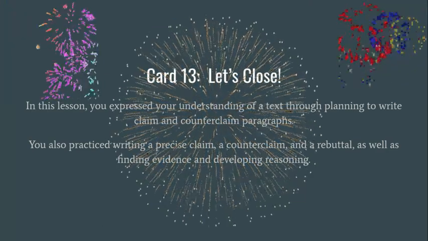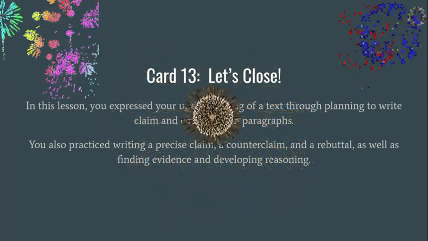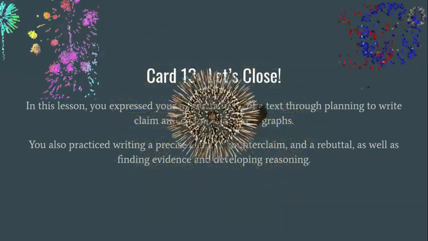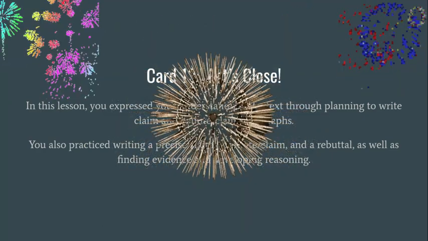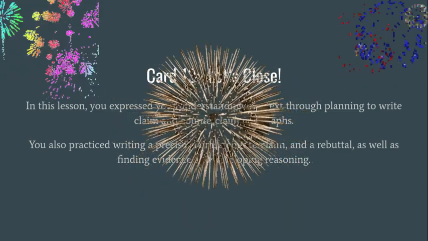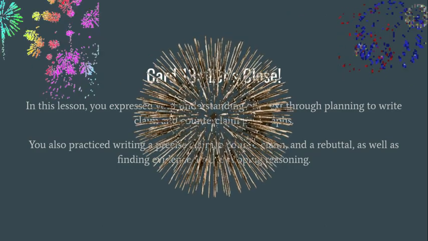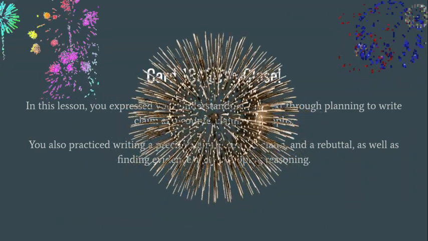Congratulations! You have now completed Lesson 6 of the Fahrenheit 451 unit. In this lesson, you expressed your understanding of a text through planning to write claim and counterclaim paragraphs. Yes, you have to write 2 of them. You also practiced writing a precise claim, a counterclaim, and a rebuttal, as well as finding evidence and developing reasoning.